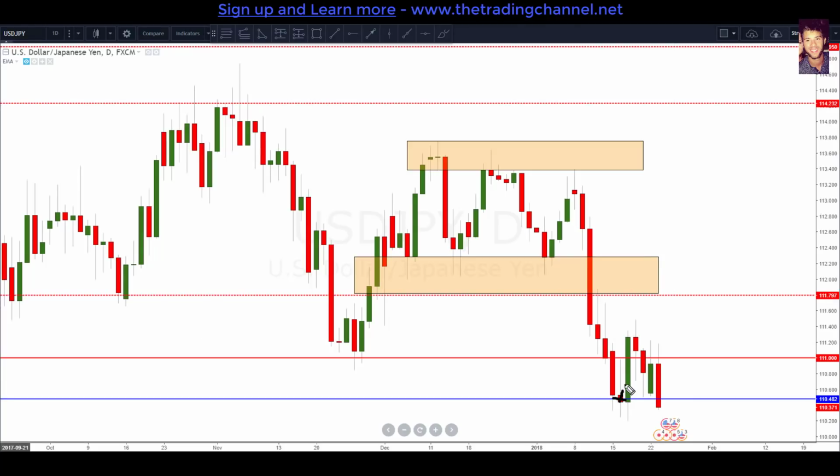The market did climb a bit higher than we expected, pushed up over the 111 handle, and now it looks as though we're going to get into some trend continuation. We were actually able to catch this move down in trend continuation as well.